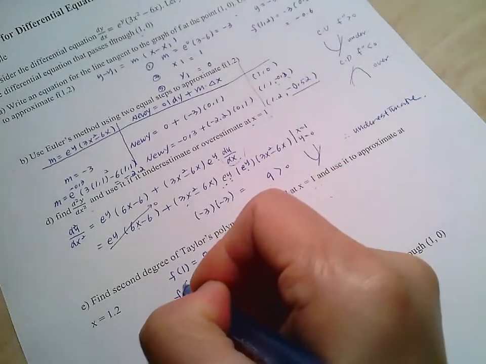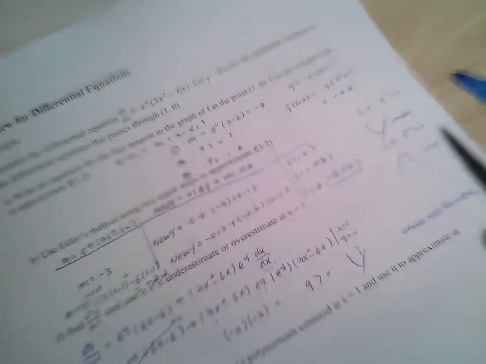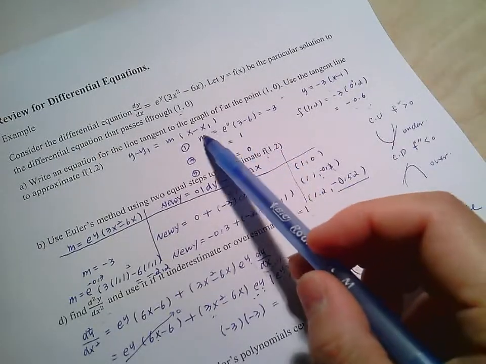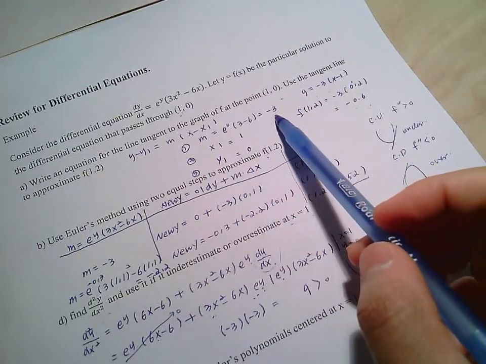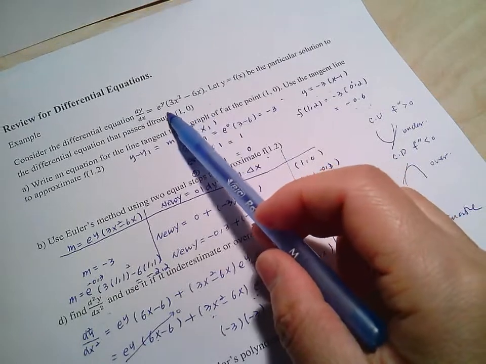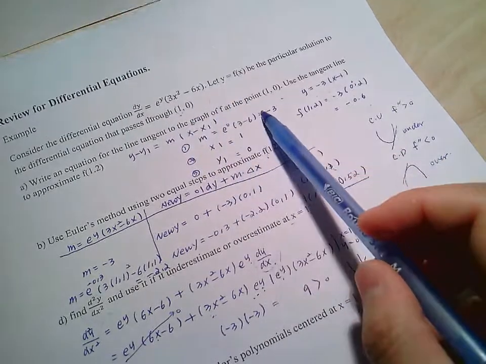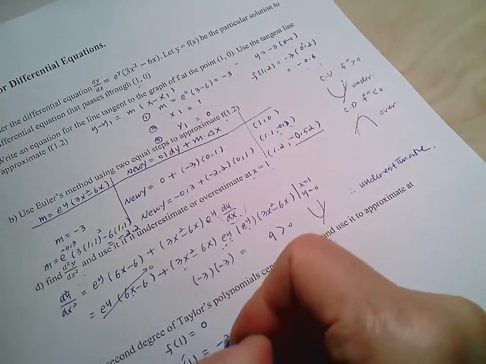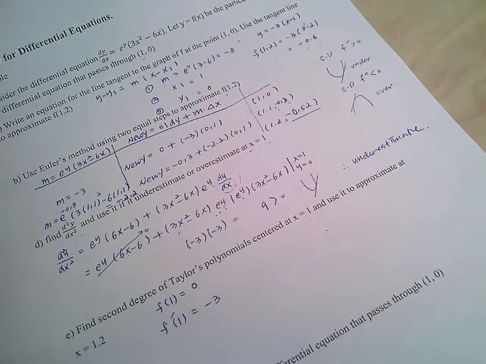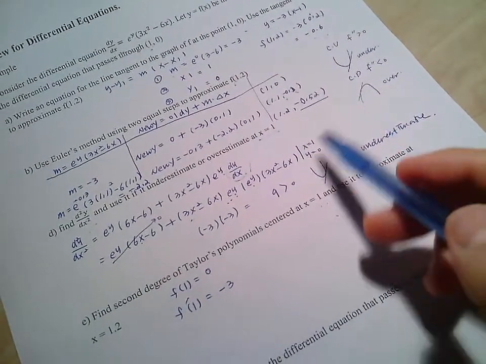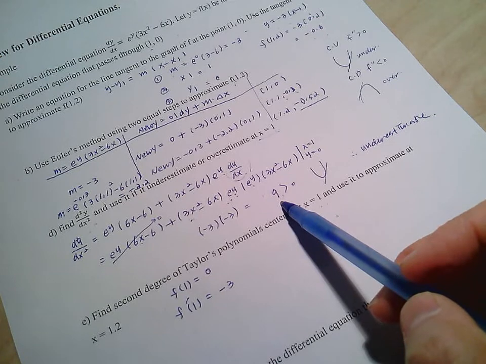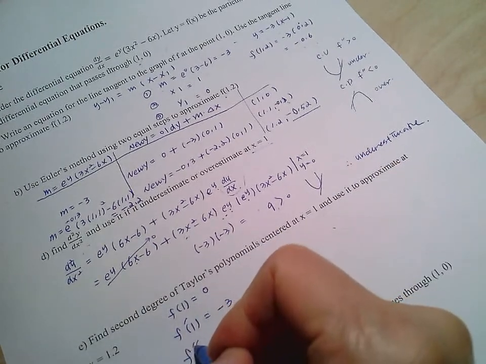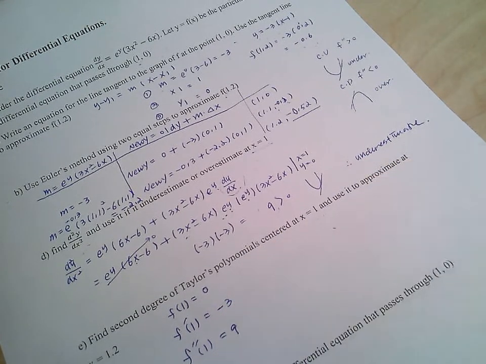And we need f prime of 1. So we already got that from part A, which is the slope. If you plug in 1, 0 here, we can get negative 3. So f prime of 1 is negative 3. Now, f second prime at x equals 1, we already got that from part C, which is 9. So f second prime of 1 is 9.